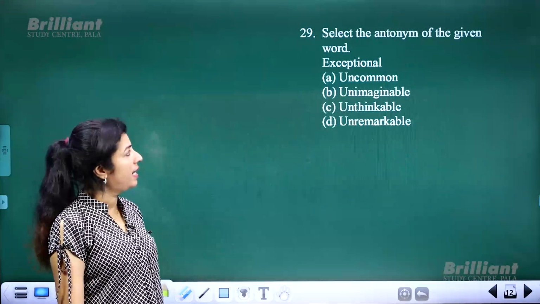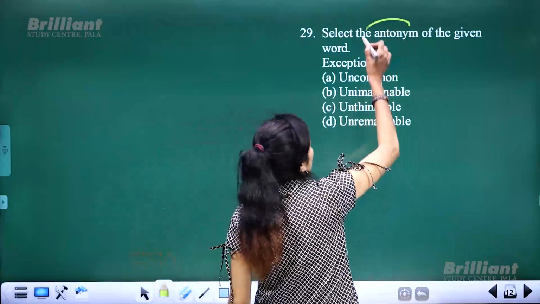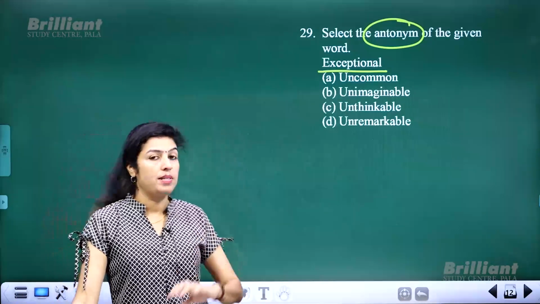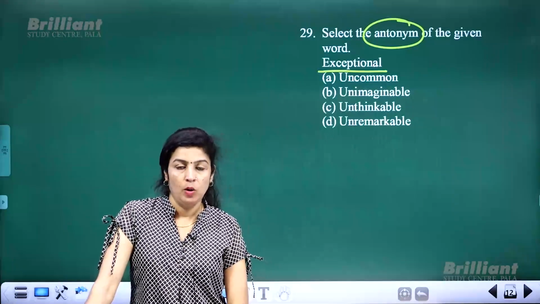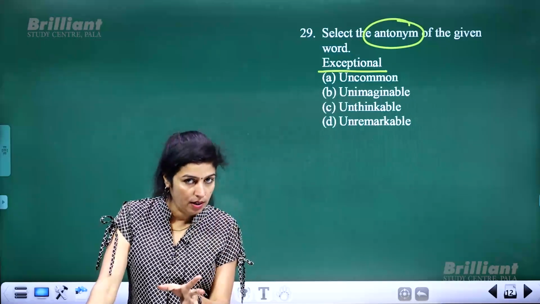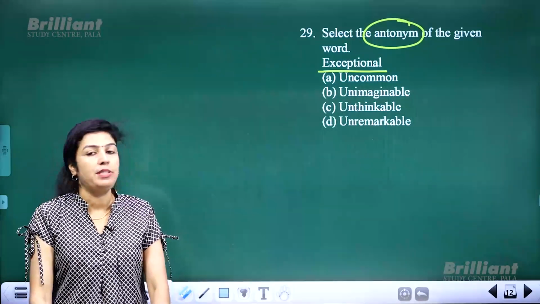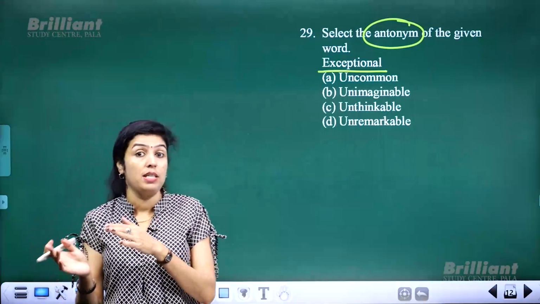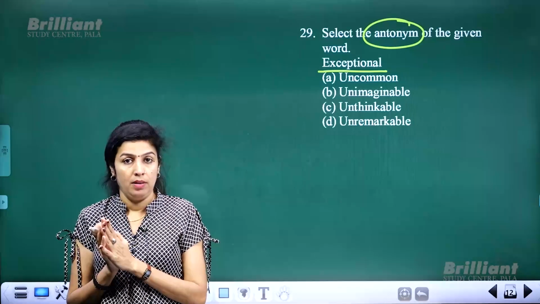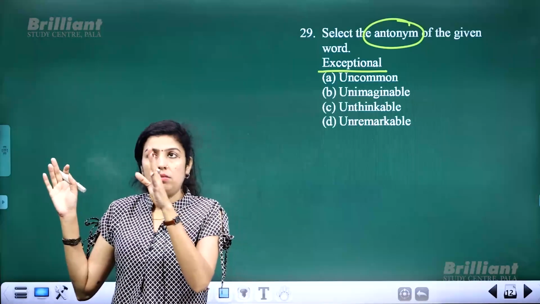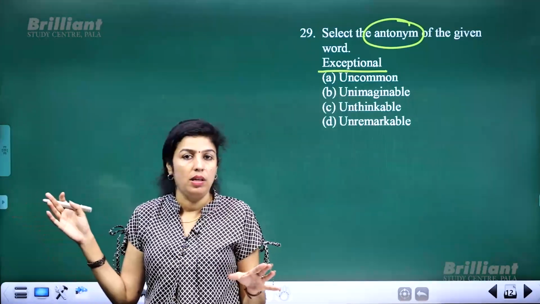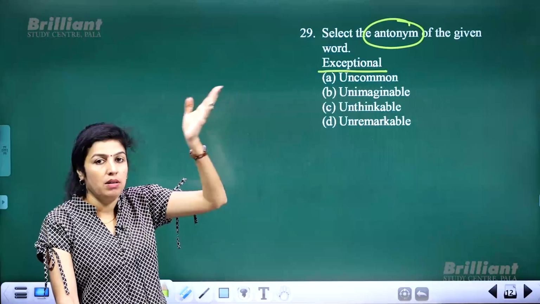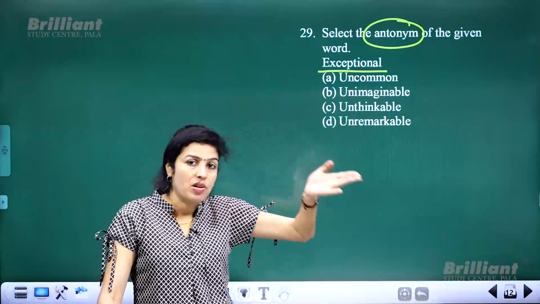Now next is select the antonym or opposite for the word exceptional. And to find out the opposite, what should you know? You should know the meaning. Only if you know the meaning of the word, you will be able to get the opposite, right? So exceptional, when I say she has got exceptional talents or exceptional skills, what do I really mean? That means extraordinary, right? She's got remarkable, extraordinary, excellent skills. So exceptional actually means something commendable, remarkable, then extraordinary, etc.